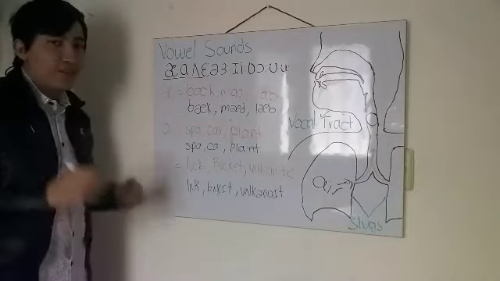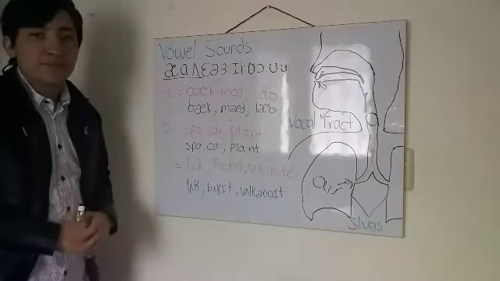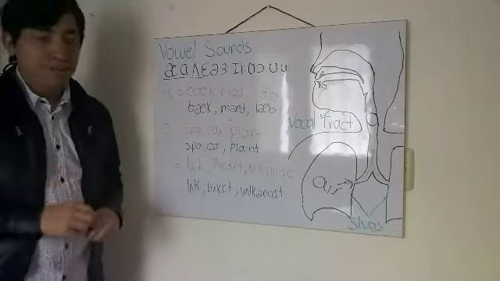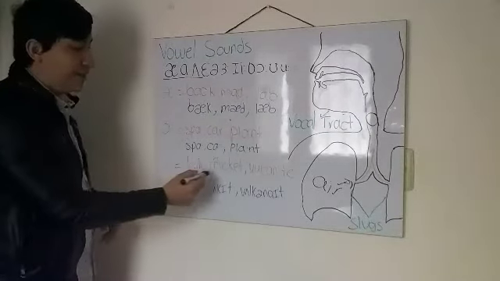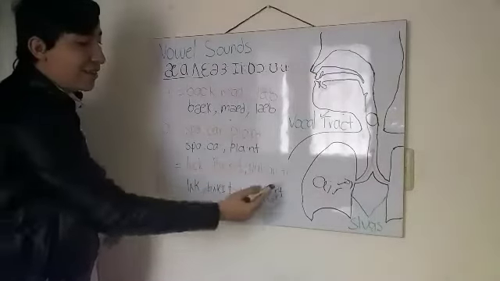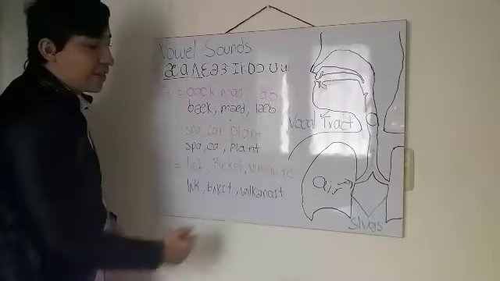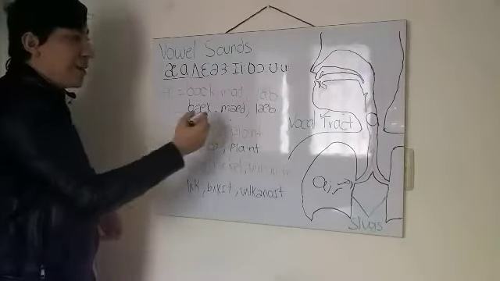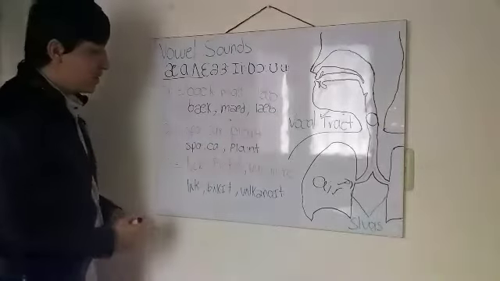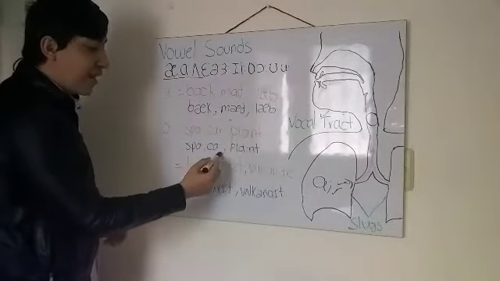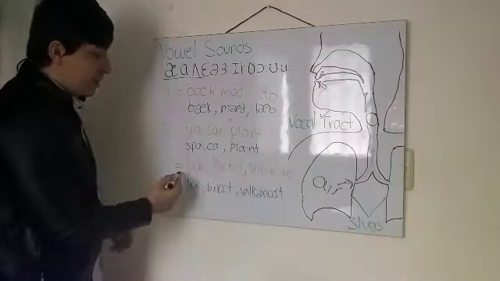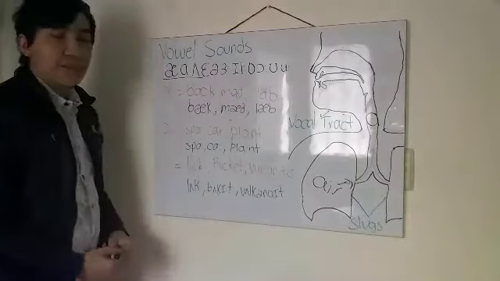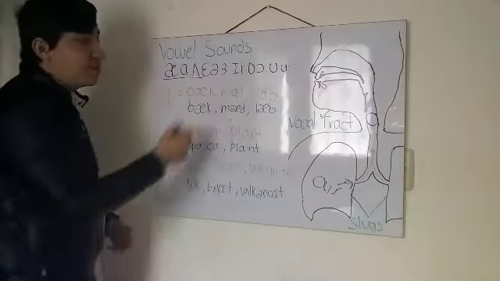A. Short A. Luck. Bucket. Balcony. Okay? We're going to repeat. Back, mat, lap. Spa, car, plant. Luck, bucket, balcony.